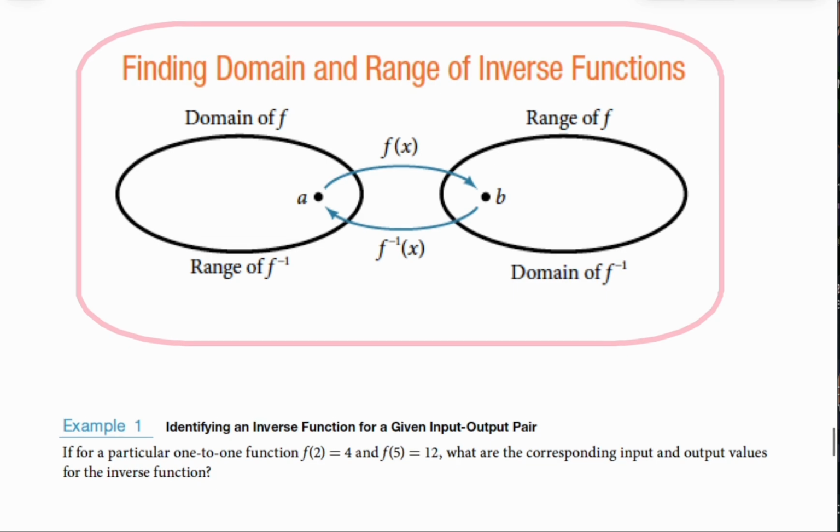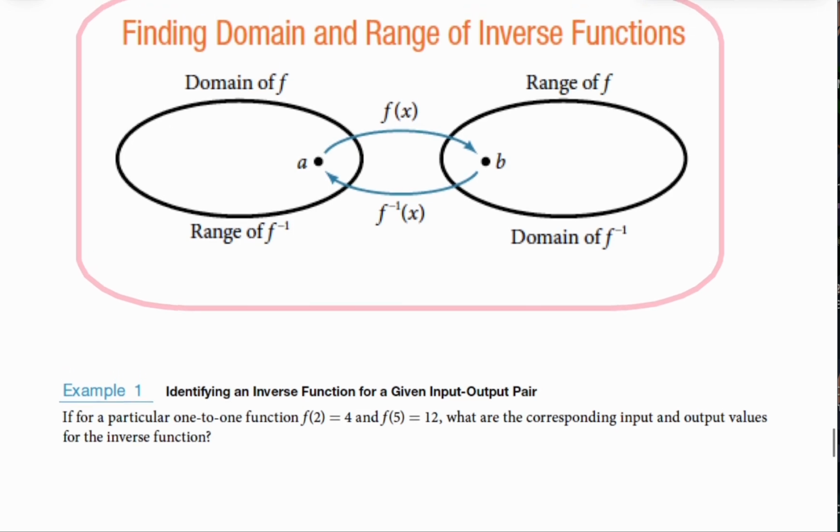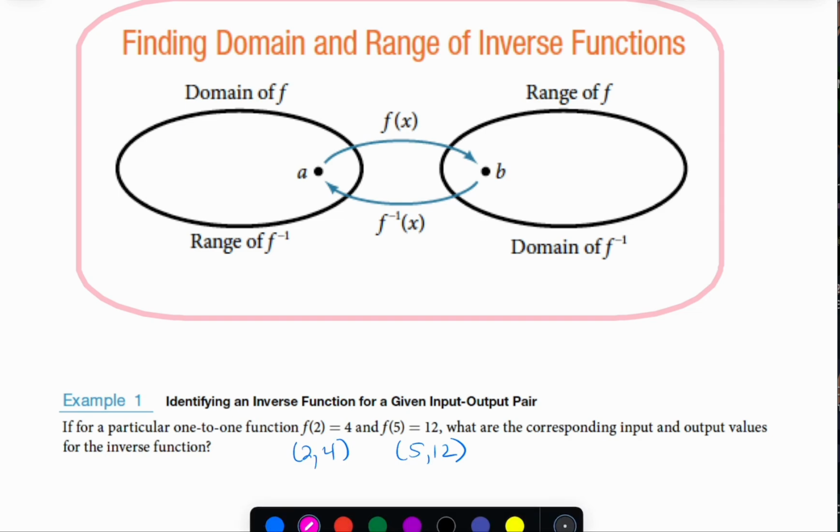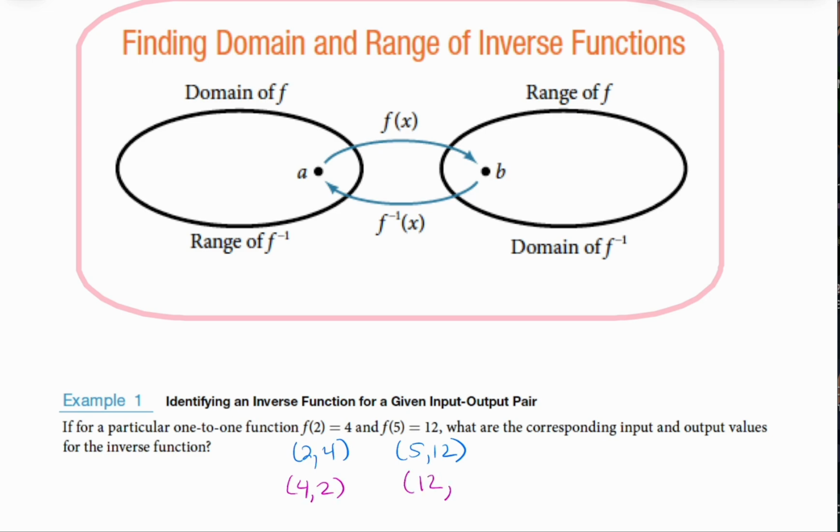So if we look at our example, it says in a particular function that is one-to-one, f of 2 equals 4 and f of 5 equals 12. What are the corresponding input and output values for the inverse? Well, this is telling us that our function has the point (2, 4) in it and the point (5, 12). So our inverse has to have the point (4, 2) in it and (12, 5).